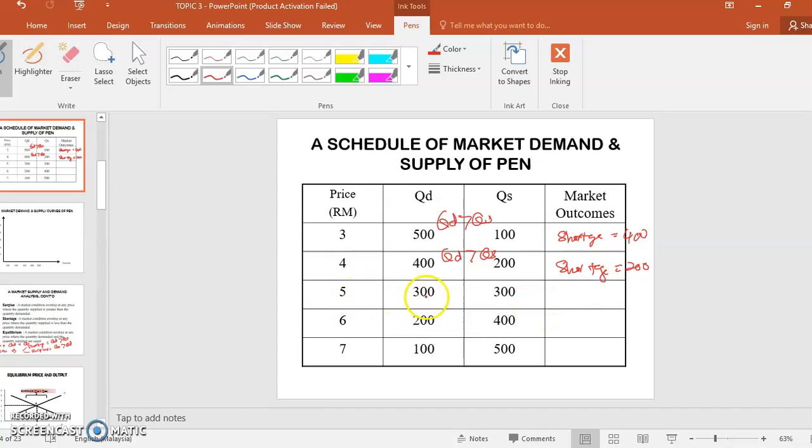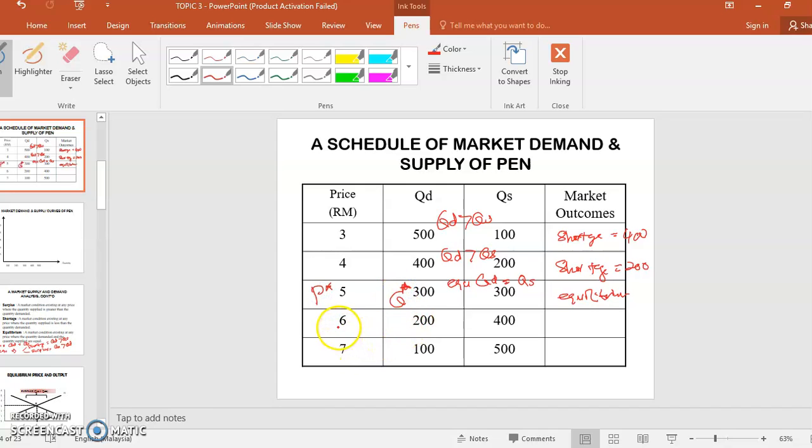At 5 ringgit, quantity demanded equals 300, quantity supplied is 300. So what happened? It will occur equilibrium. Equilibrium occurs when quantity demanded equals quantity supplied. So equilibrium quantity is 300. This is equilibrium price. This is equilibrium quantity.